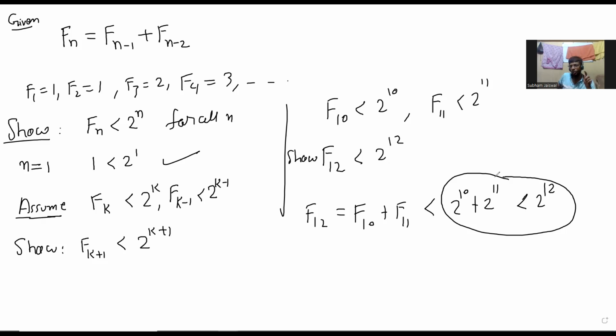So you want to show that 2 to the 10 plus 2 to the 11 is less than 2 to the 12. It's something that can be checked, but we would like to show it without actually calculating those numbers. So for now, we forget about the Fibonacci thing and just try to prove this, because this is the key ingredient. That's the last step.